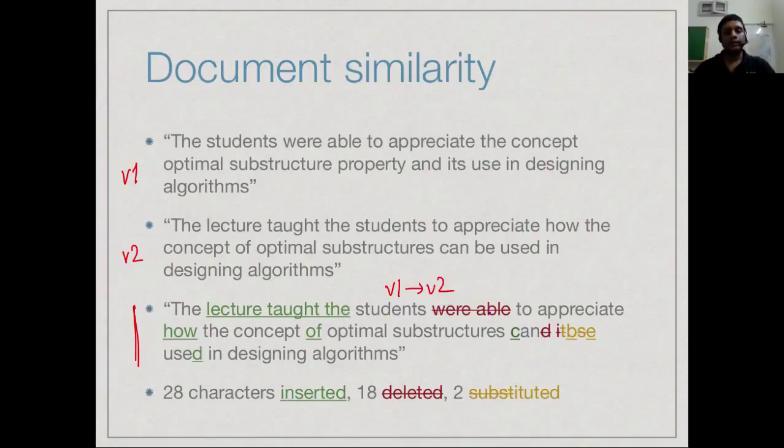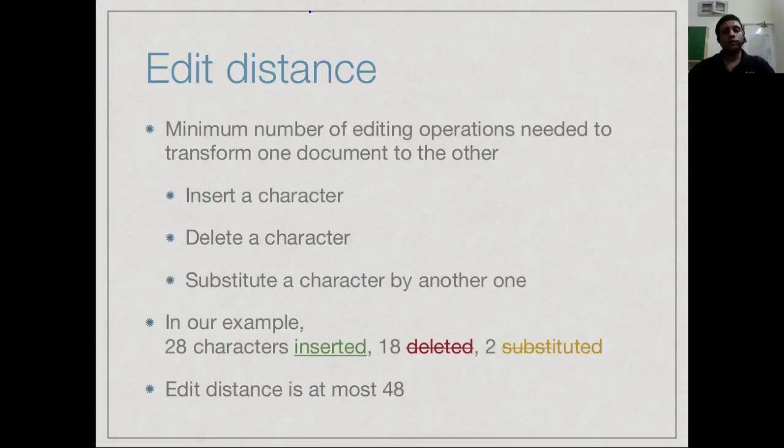We have deleted the letters marked in red with a line through them. And in yellow we have replaced: a T by a B and an S by an E. You can count that 28 characters have been inserted, including spaces and all that, 18 characters have been deleted, and 2 characters have been substituted. So now this can be a basis of measuring how close two documents are to each other.